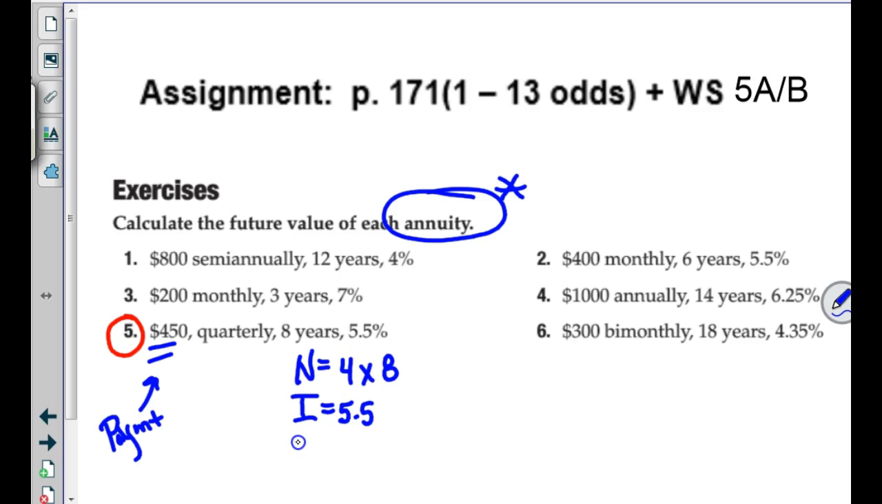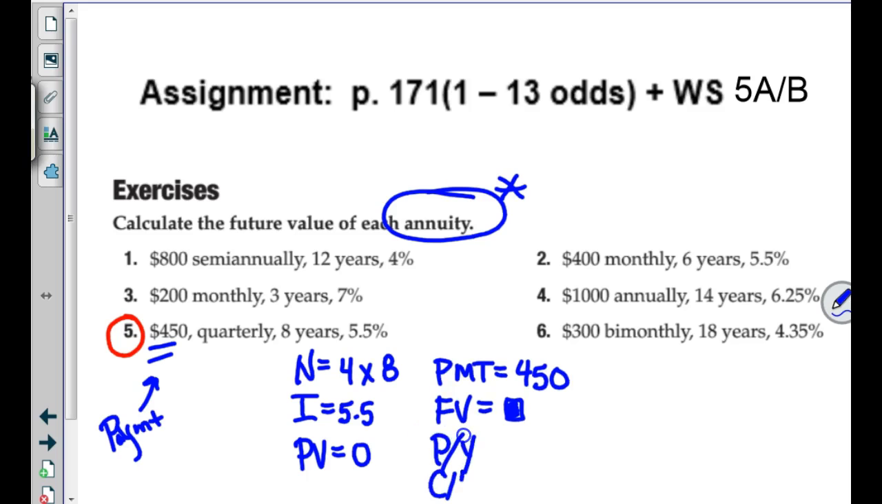The next thing on the list is present value. Yes, because you're starting with nothing in the account. PMT is $450, or you can put it in as negative. Future value is where you want to put your cursor. Payments per year and compoundings per year. What are we doing there? These are going to be 4. Sorry, I wrote that really messy because it said quarterly. Most of the stuff on the quiz is monthly, guys.